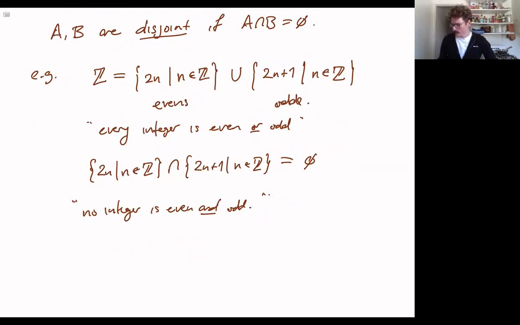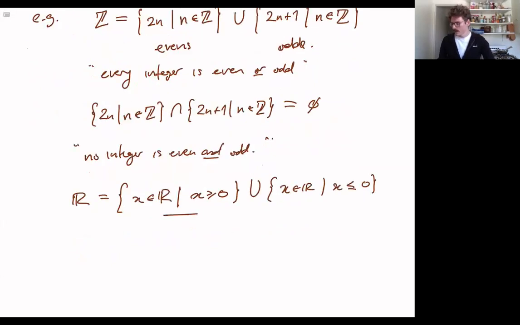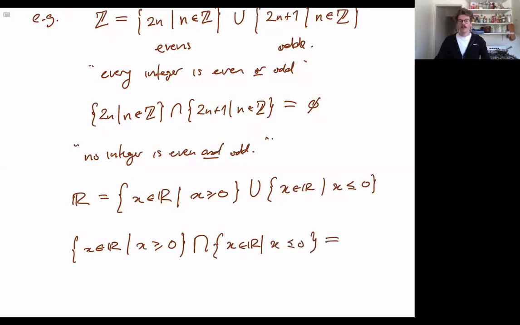Another example. If we take real numbers that are non-negative and real numbers that are non-positive, we get all real numbers. So R is the union of non-negatives and non-positives. And if we take these two sets and intersect them, these ones do have an intersection, which hopefully you can guess what it is. Well, let's check what it is. If you have a real number which is greater than or equal to 0, and also less than or equal to 0, then it must be 0. So the intersection has one element, it is 0. So in particular, it's not empty. They are not disjoint.